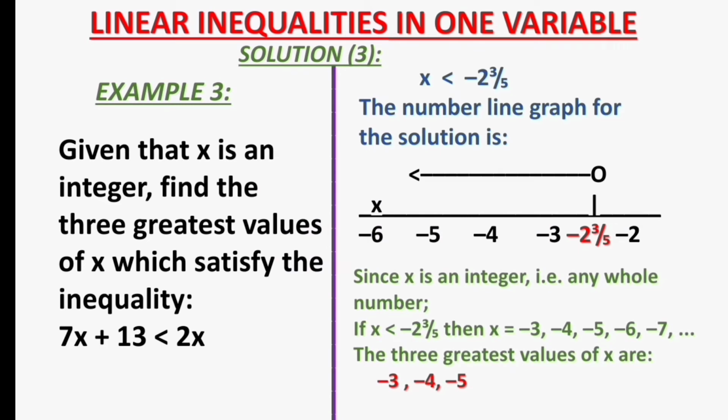Since x is an integer, that is any whole number, if x is less than minus 2 whole number 3 over 5, then x should be minus 3 or minus 4 or minus 5 or minus 6 or minus 7 or minus 8 or minus 9 or minus 10 and so on to the left of the number line. The three greatest values of x are minus 3, minus 4 and minus 5. I hope the solution to example 3 is clear to you.